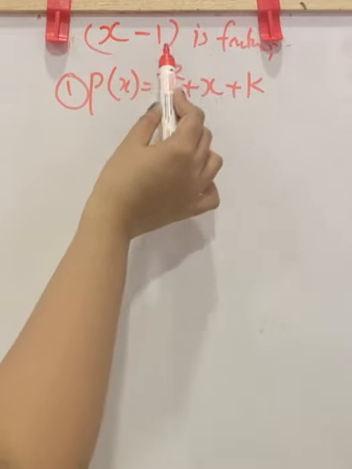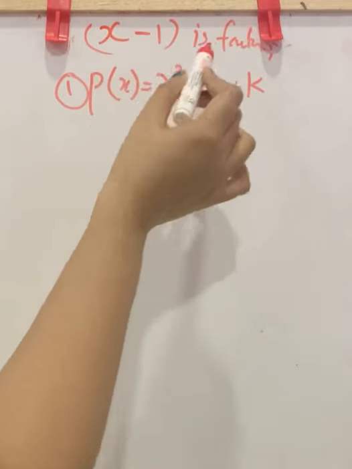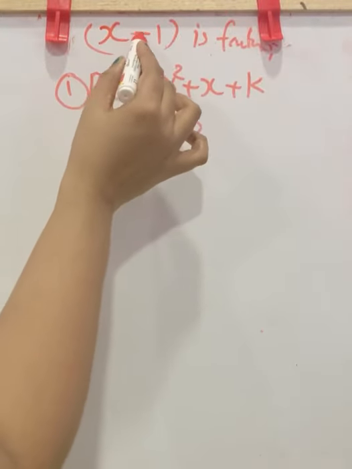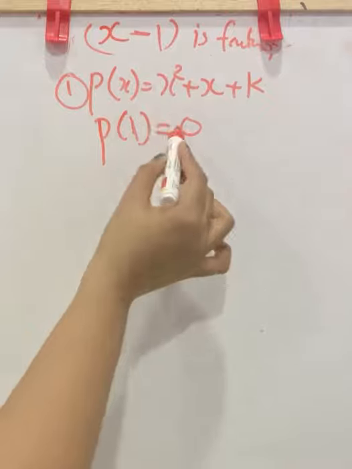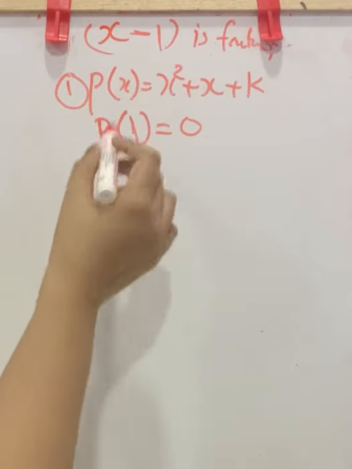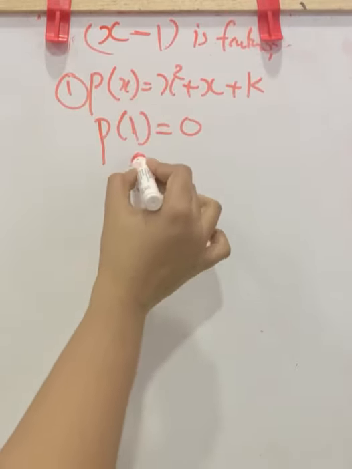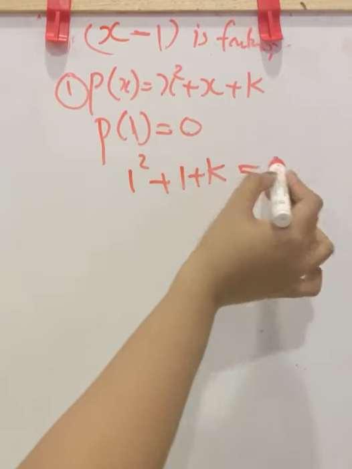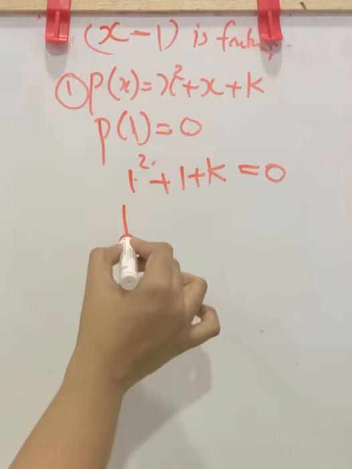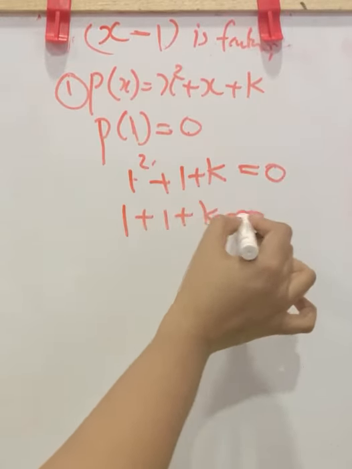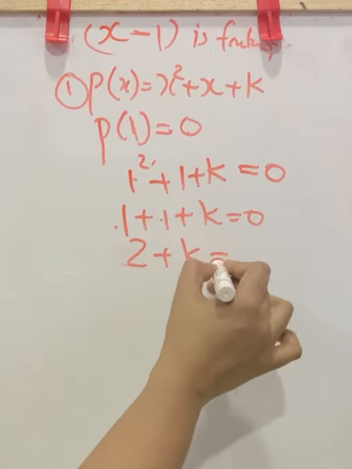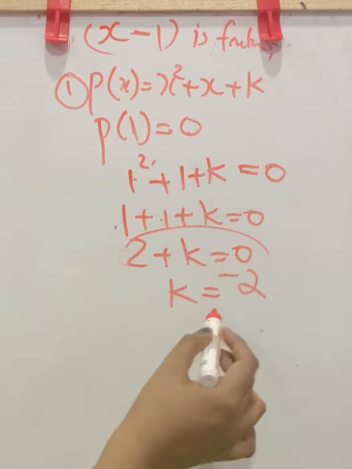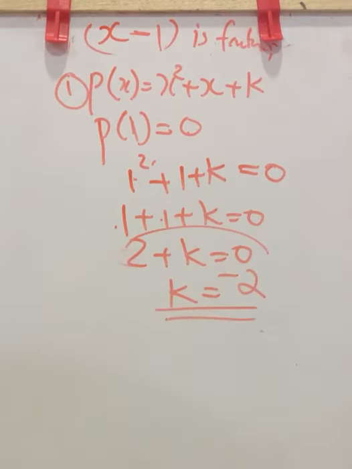It is given x minus 1 is a factor. If x minus 1 is a factor, then we know p of 1 will be equal to 0. Here there is x minus 1. So p of positive 1 will be 0 according to factor theorem. Let us substitute it. P of 1 is 1 square plus 1 plus k equal to 0. Now 1 square is 1, plus 1 plus k is 0. 1 plus 1 is 2, plus k equal to 0. k equal to, taking this 2 to RHS becomes minus 2. k value is minus 2 in the first question.